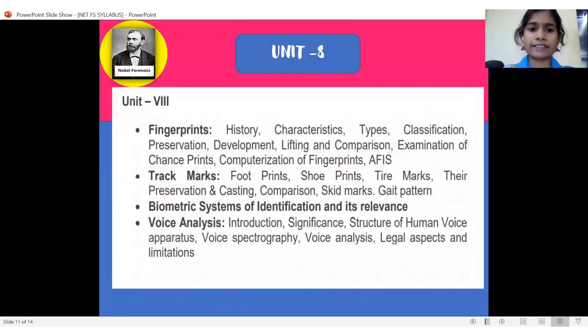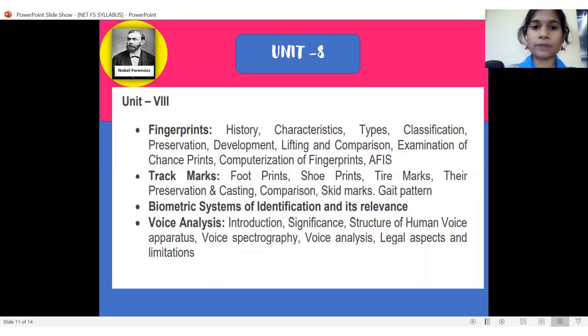Then unit 8 is fingerprints, impressions, track marks, biometrics and voice analysis. From voice analysis, in the previous 2-3 papers, 1-2 questions were asked about voice spectrography and the structure of the human voice apparatus. They are asking about the parts in the structure of the human voice apparatus.